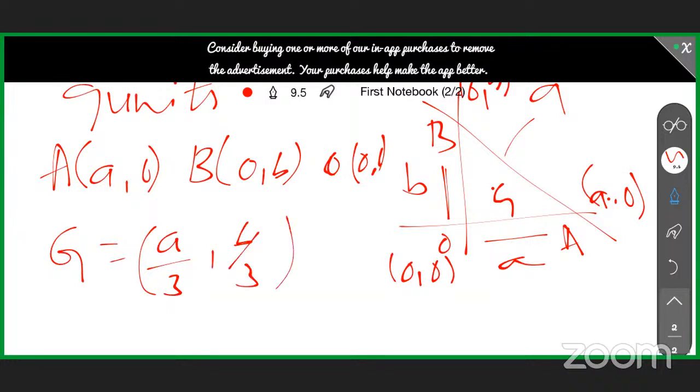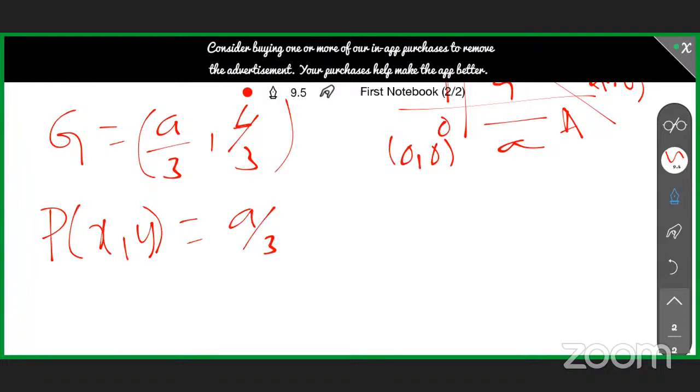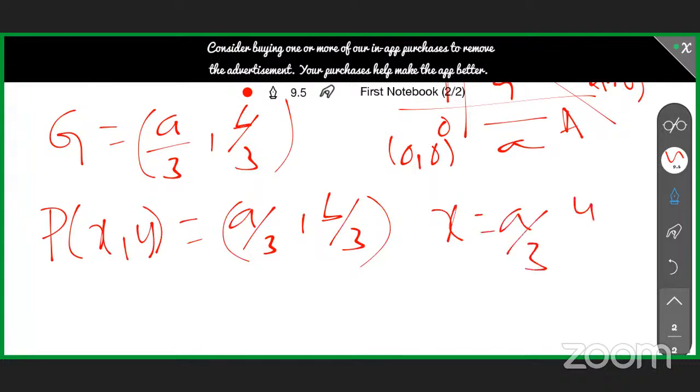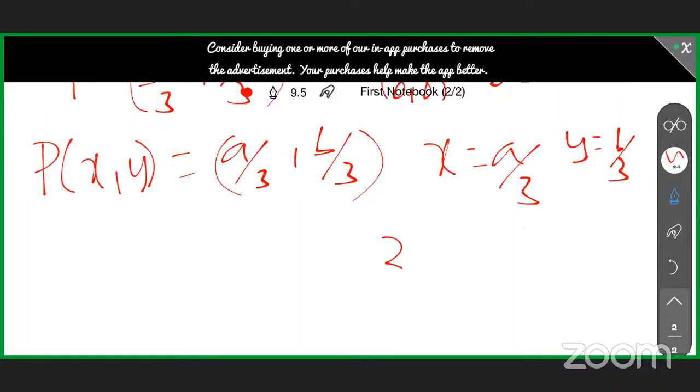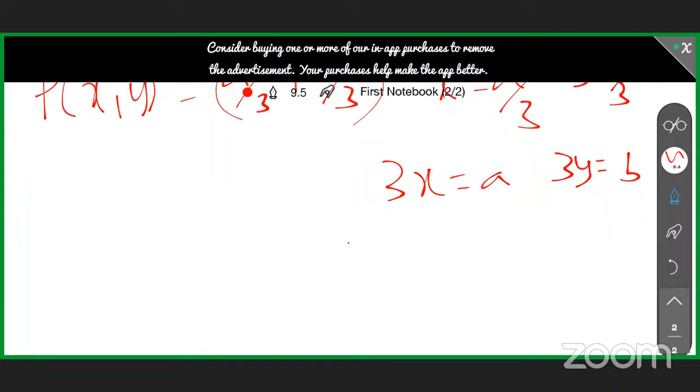So we have to find the locus of the centroid. I'll take the locus as (x, y), and the value of the centroid is (A by 3, B by 3). So my x becomes A by 3, and my y becomes B by 3. If I cross multiply, this will become 3x is equal to A, 3y is equal to B. Squaring both sides and adding both equations, 9x square plus 9y square is equal to A square plus B square.